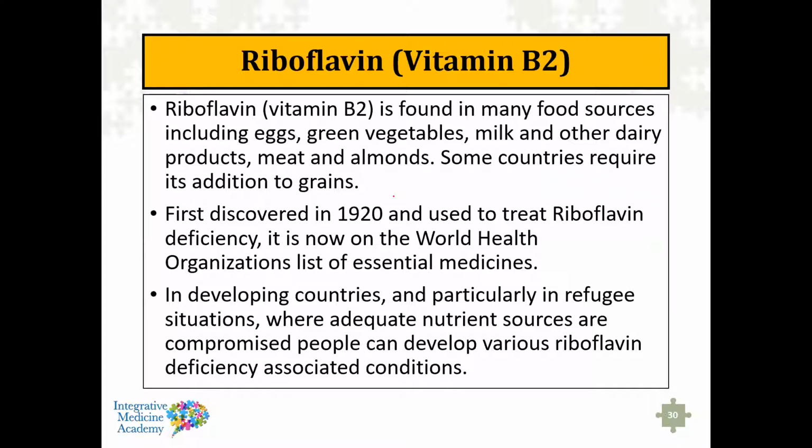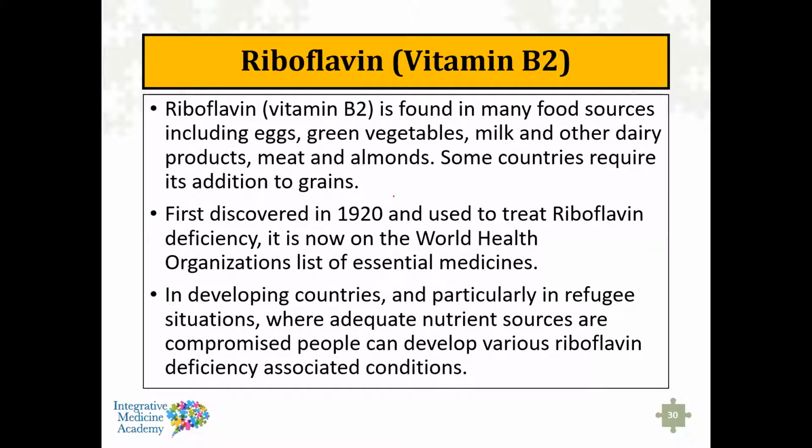So riboflavin is found in many food sources: meats, almonds, milk and other dairy products, certain vegetables, eggs. Some countries actually require that it's added to grain products. Now, it was first discovered in 1920. I think it was isolated probably a decade later. It's been used to treat riboflavin deficiency, and it's now on the World Health Organization's list as an essential medicine.